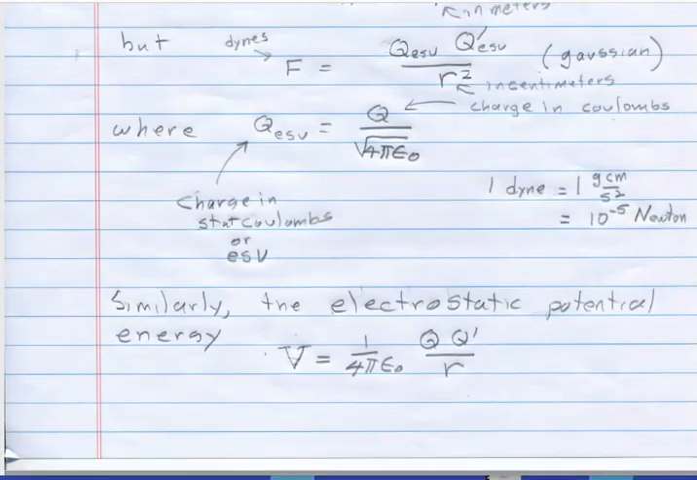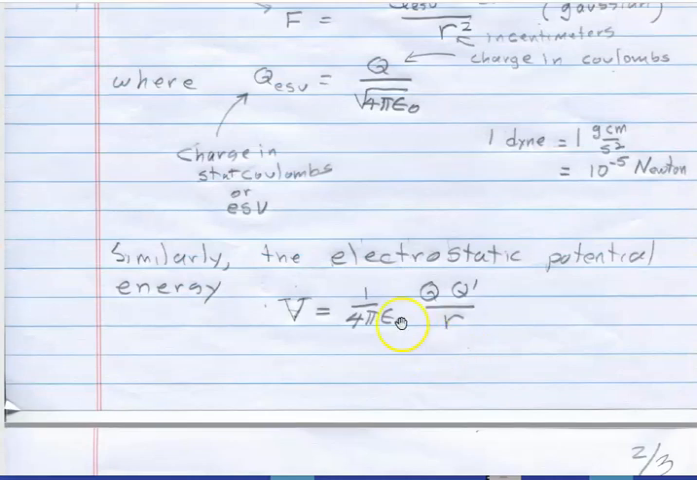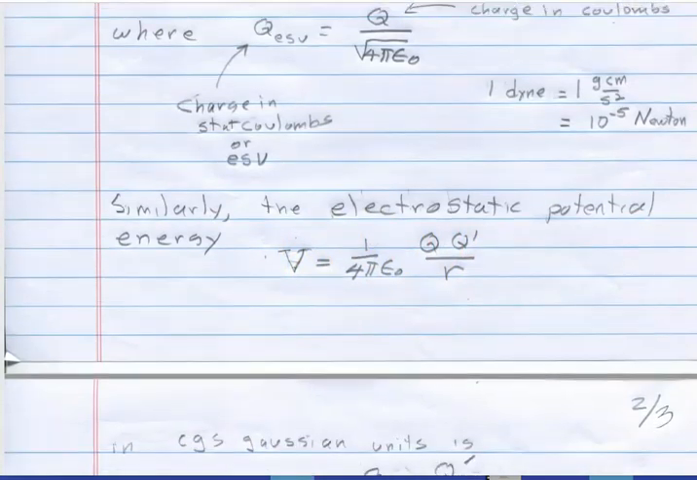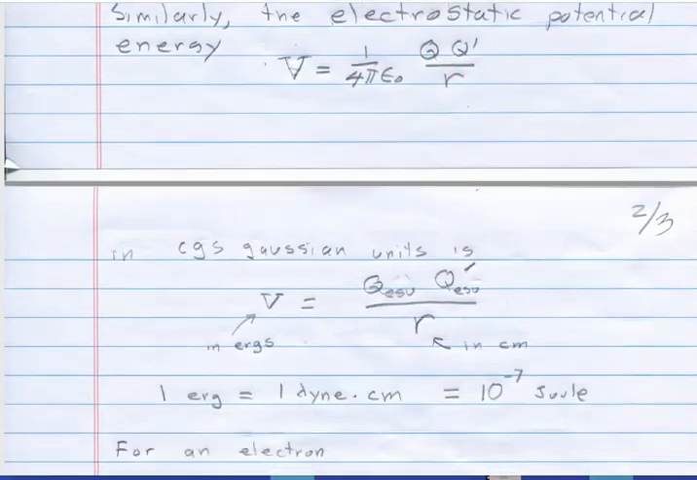You can do a similar thing for the electrostatic potential energy. Remember, in SI units, it was this, and that's what we've been using. But in CGS Gaussian, again, you take the square root of this squared and put one of the square roots under the first Q and one under the second Q, and you get the charge in electrostatic units, Q and Q prime. R is in centimeters, and this is the potential energy of interaction between these two charges.